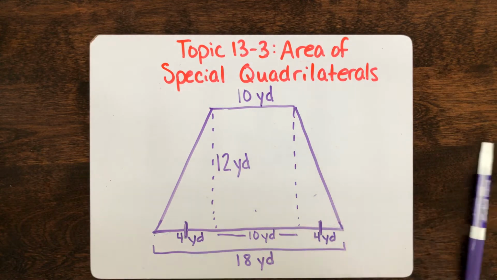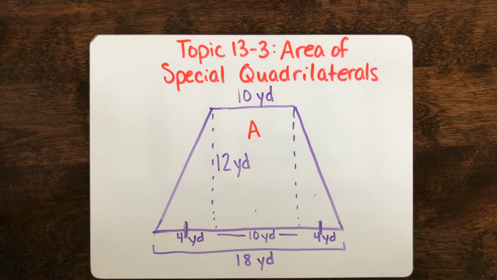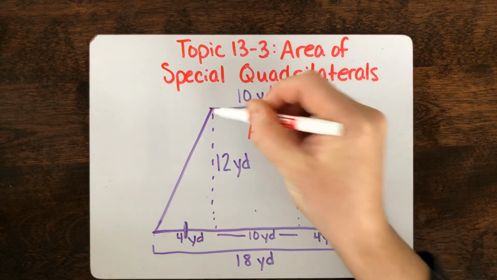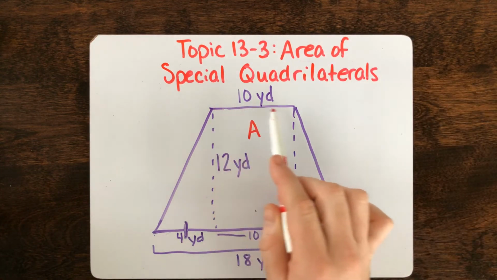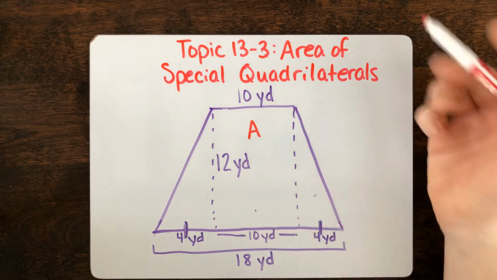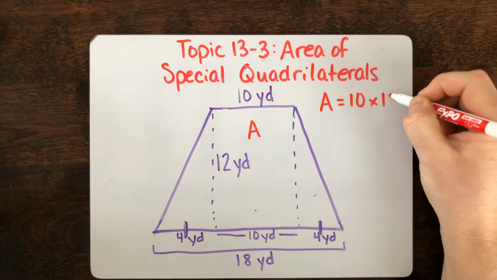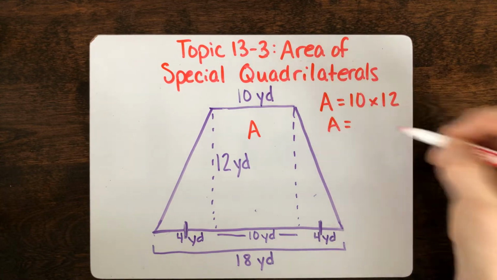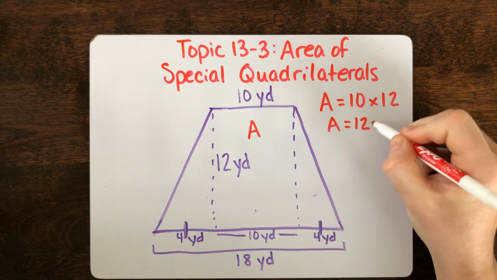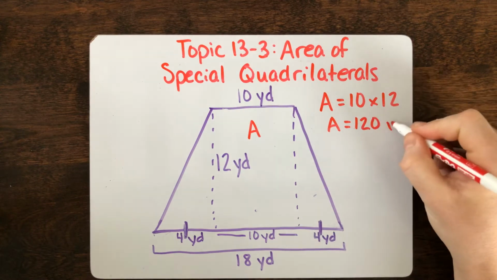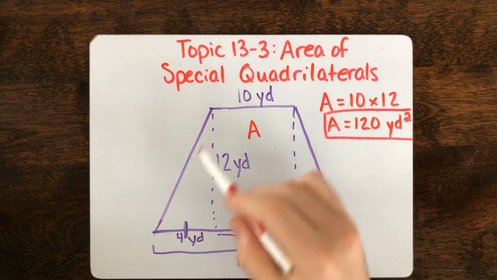So let's look at, and I like to label these shapes, so I'm going to call the rectangle A. All right, so just this rectangle that we're doing right now. So area of a rectangle, remember, is length times width. I see a length of 10, I see a width of 12. So the area of A is 10 times 12. So A equals, what is the area of this shape? 120, and remember you need your unit, yards squared. So that's part of the area. We found this, so we're good to go.